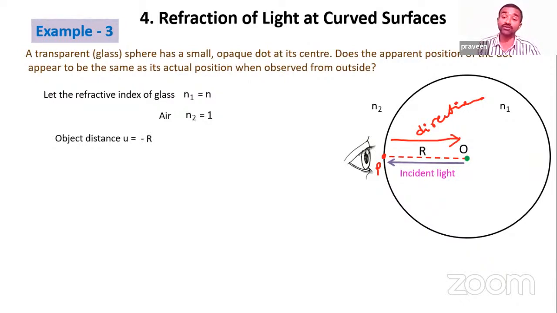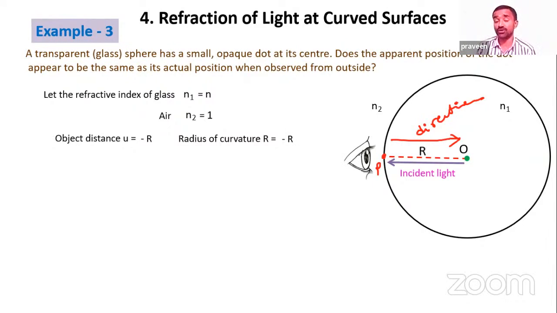Then what about the radius of curvature? It is also measured opposite to the incident light ray, so the radius of curvature is taken to be negative. The incident light ray is towards the left and we are measuring the radius of curvature towards the right, from the pole to the center. According to the rules of sign convention, all the distances must be measured from the pole. So u is negative, and r is also negative.